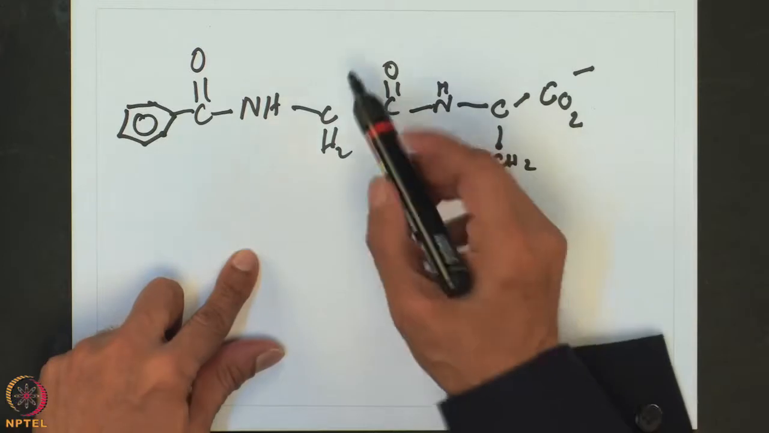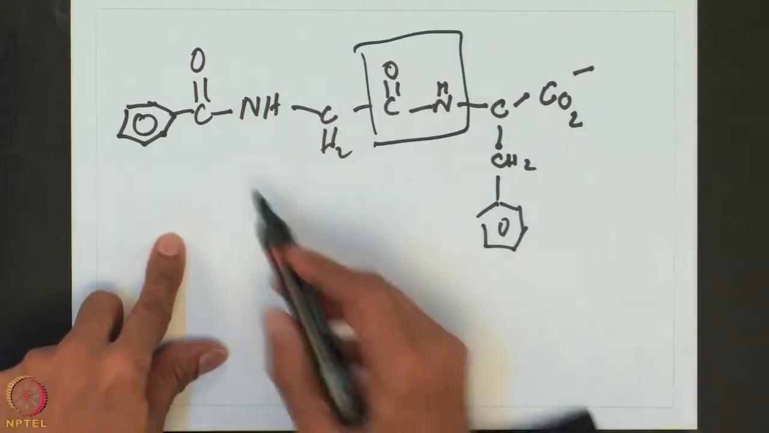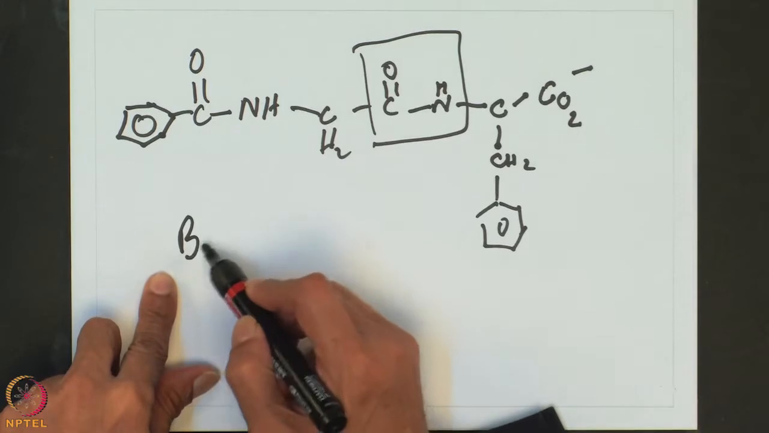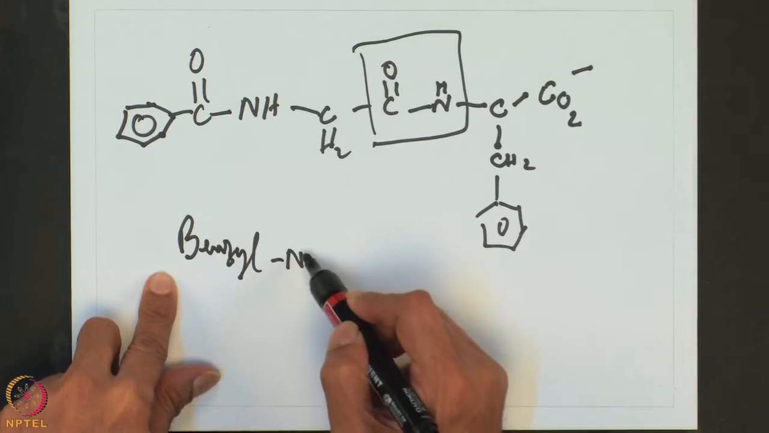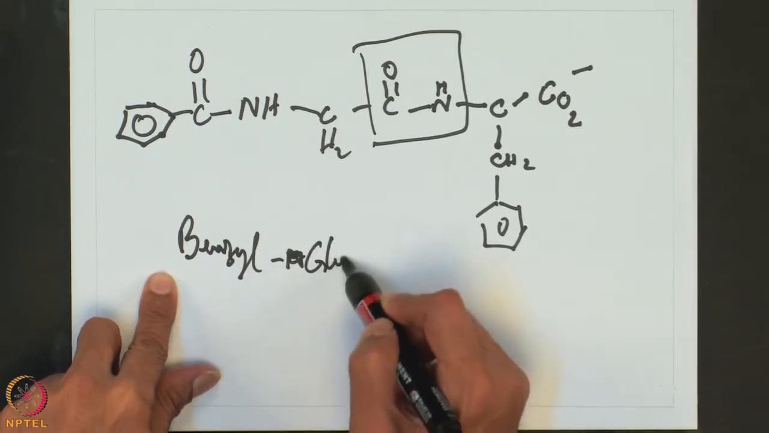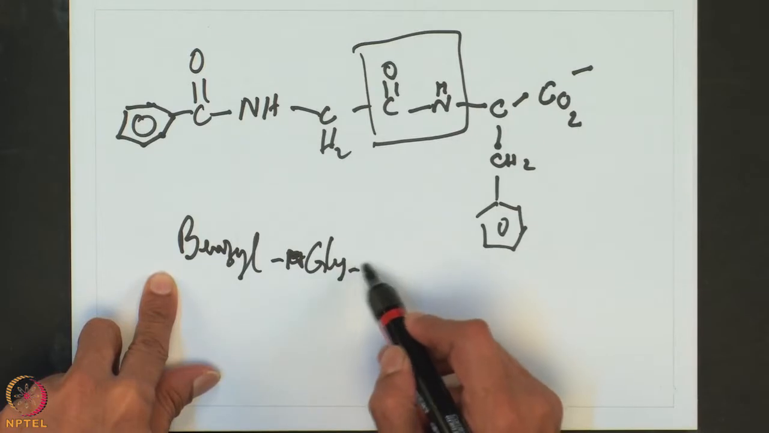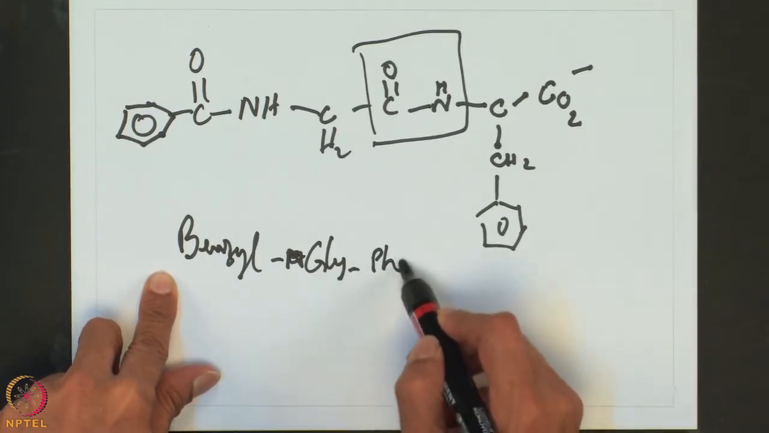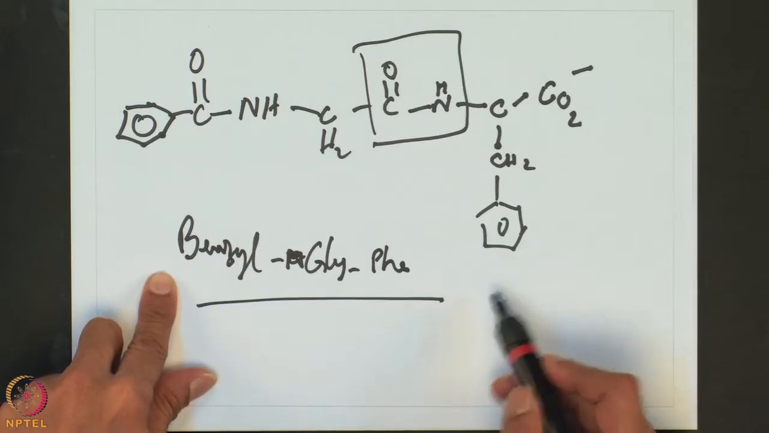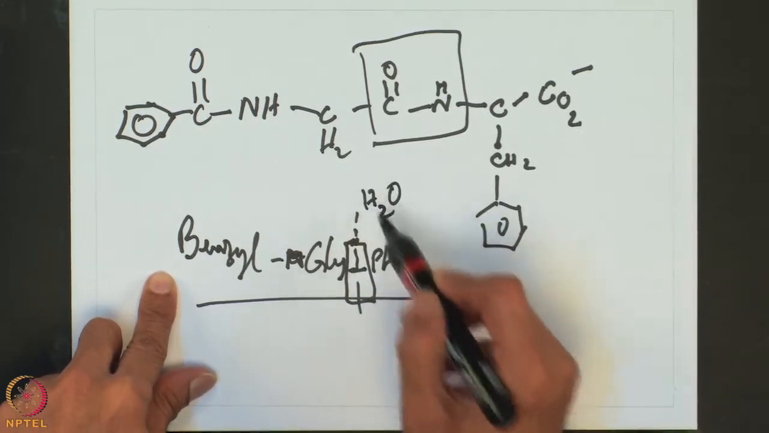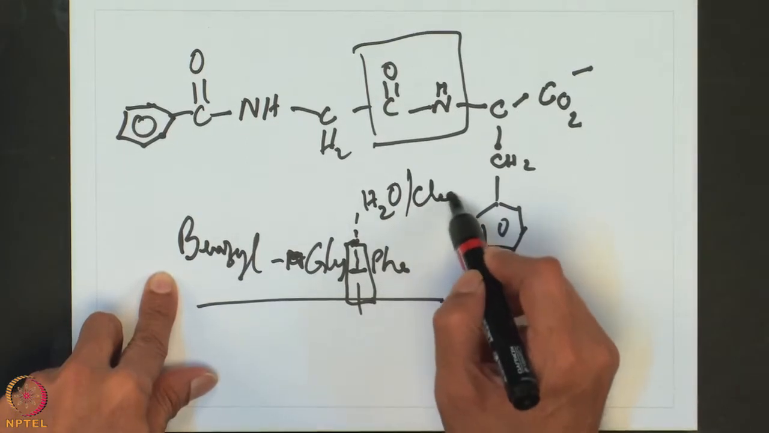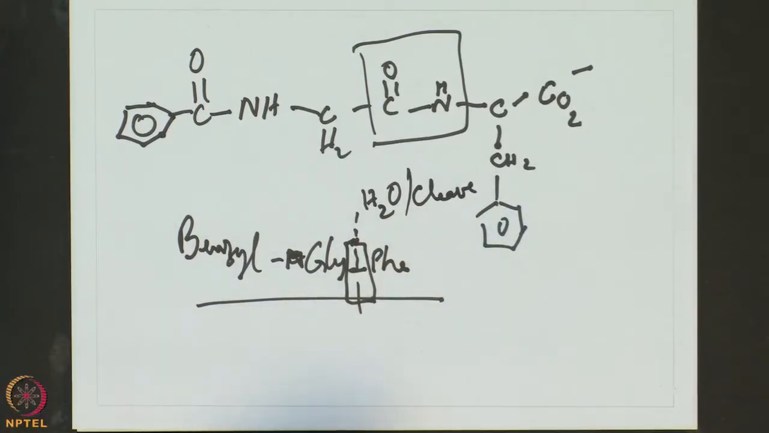Now this is the peptide which is cleaved. So this is nothing but benzyl, NH is coming here, glycyl, and this is phenylalanine. So this is the peptide which you are hydrolyzing. So it is this CO-NH bond which you are cleaving here. So this is where you add water or cleave. So this is the real reaction on the enzyme, and that is what is seen in this particular thing.